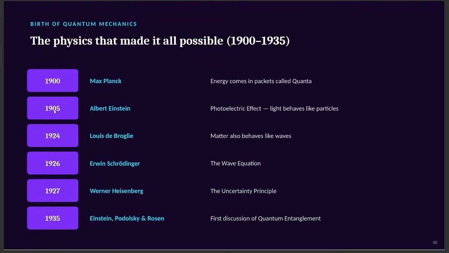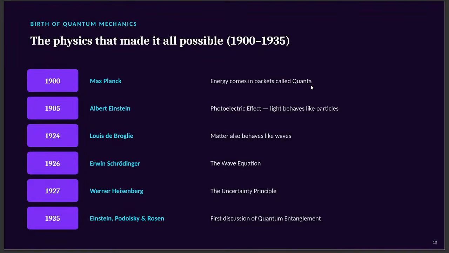Around 1900 itself, scientists started studying extremely tiny particles like atoms, electrons, and light. They noticed that these tiny particles do not always behave according to the normal rules that we can see in everyday life. This led to a completely new branch of science called quantum mechanics. In 1900, Max Planck proposed that energy is not continuous. Instead, energy comes in tiny packets, which he called quanta.